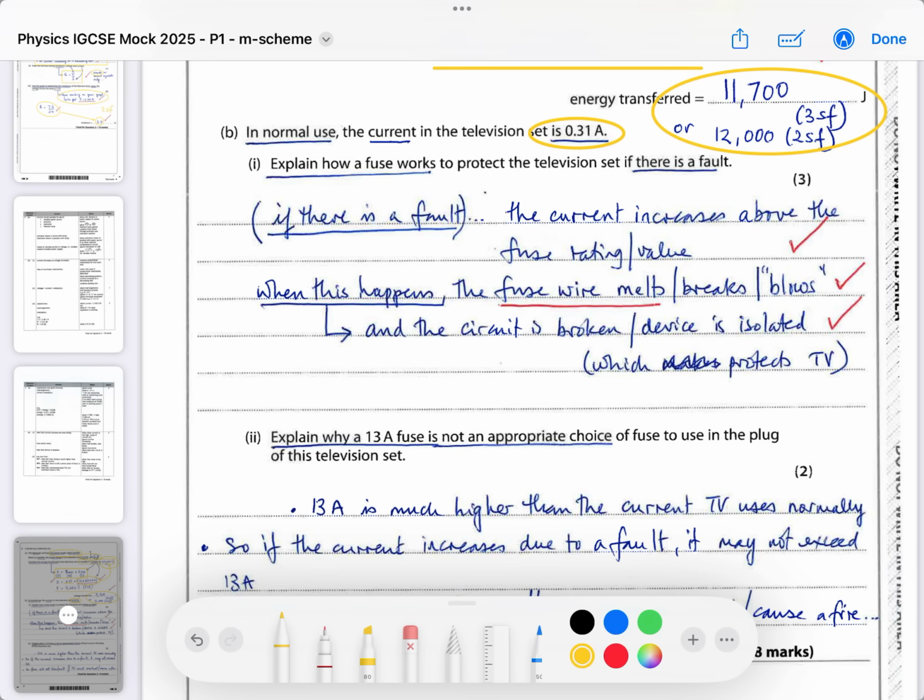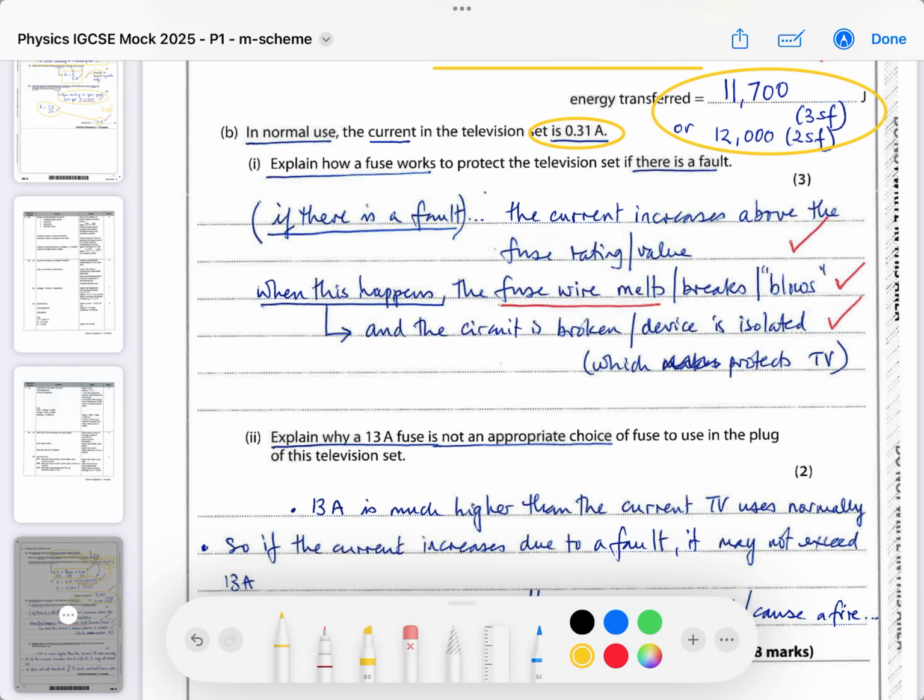Now, the fuse doesn't just protect the television, the fuse is crucial for fire prevention, because if the fuse wasn't there and didn't do its job, then the current would keep on flowing and the cable may be overheating itself, and the cable may be touching some soft material like carpets or whatever, and it can lead to a fire if you don't fit the correct fuse.